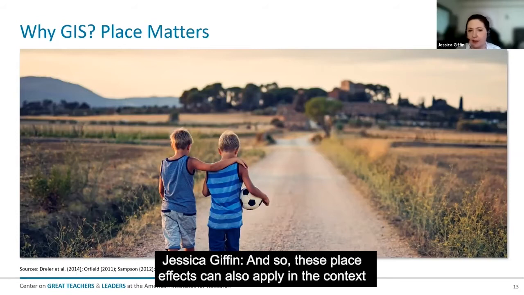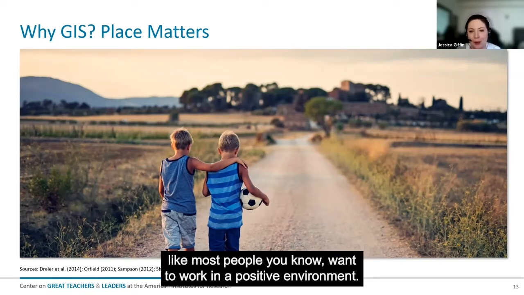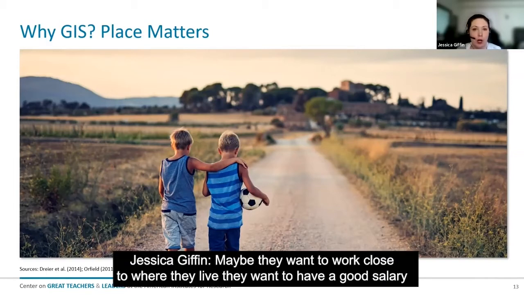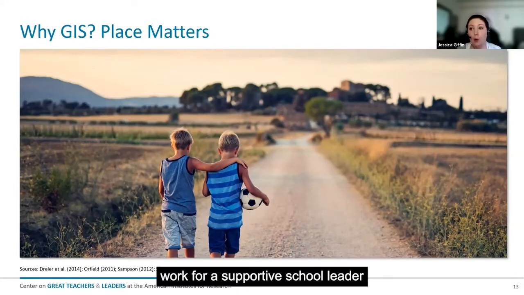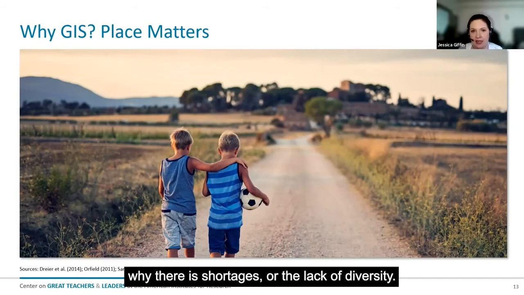And so these place effects can also apply in the context of addressing educator shortages and diversifying the workforce. Educators, like most people, want to work in a positive environment. Maybe they want to work close to where they live. They want to have a good salary, work for a supportive school leader. And so there are systems in place that may be impacting why there are shortages or the lack of diversity.